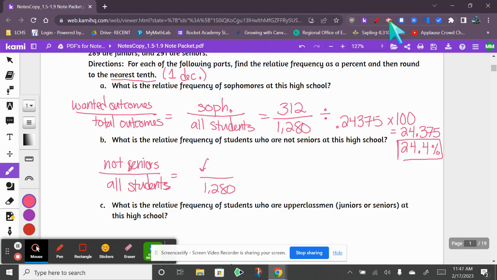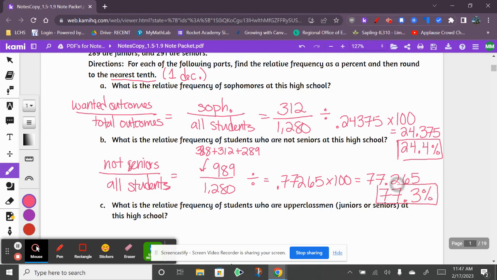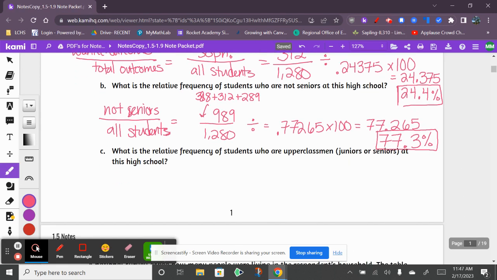So that would be 388, 312, and 289. So we get 989 out of the 1,280. We're going to divide, and that will give us 0.77265. Change it to a percent. So 77.265, round it to the nearest 1 decimal place. So we get 77.3%. The last one says, what is the frequency of students who are upperclassmen?